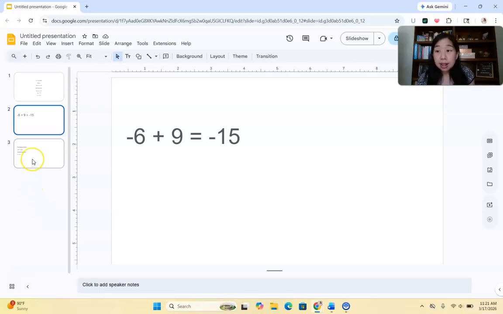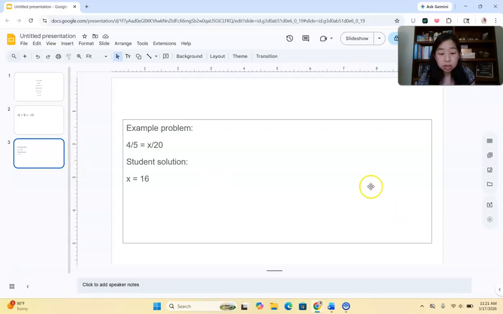This error analysis actually works with proportions and ratios too. So here's an example. I have 4/5 equals x over 20. So the student gets x equals 16. Again, is the student correct? How do we know? Students can check this by, we can cross multiply, we can talk about equivalent ratios, but this really encourages multiple strategies, which builds stronger math thinking.